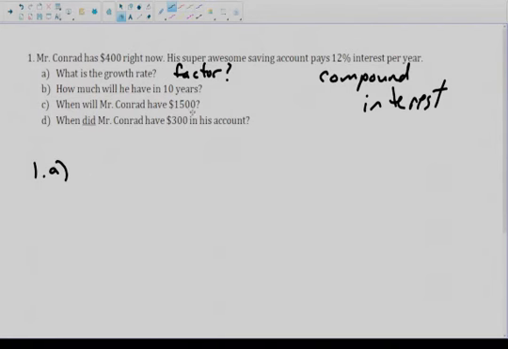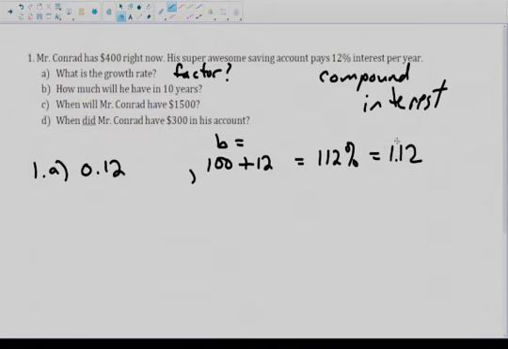So the growth rate is what it's increasing by, which is just 12%, which we can write as a decimal. Okay? Now, what is the growth factor? The growth factor is 100 plus 12%. As I showed the other day, this is your B value. Okay? So you always have to calculate what it is with respect to 100%. So this is 112%, which is 1.12. So that is our B value, which is our growth factor. Okay?